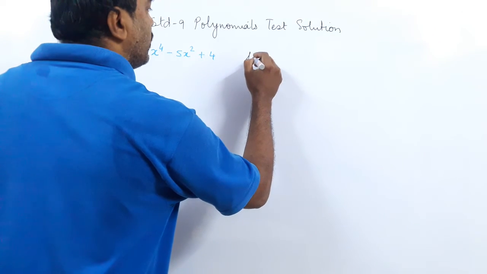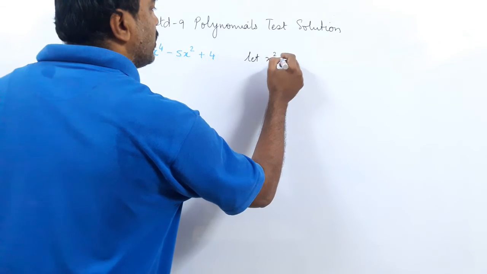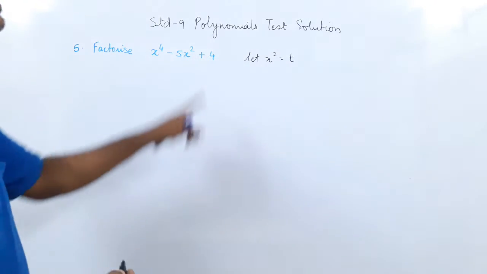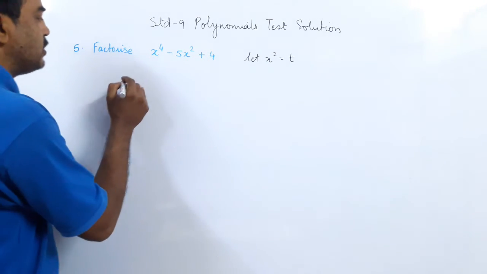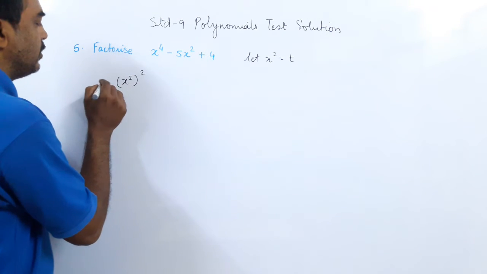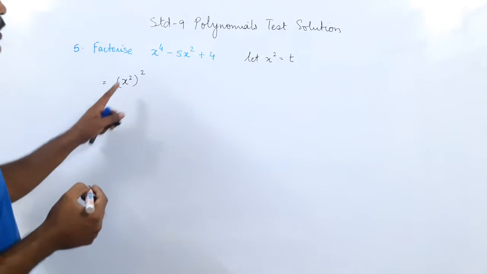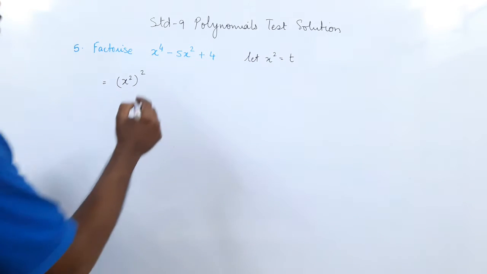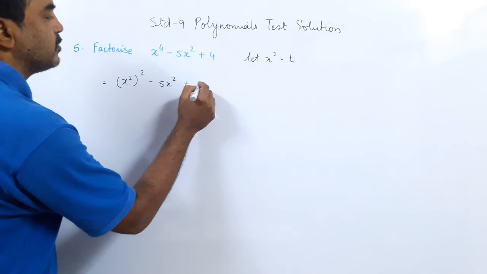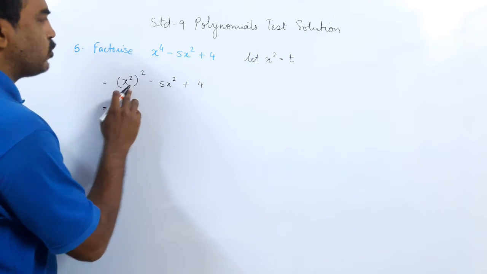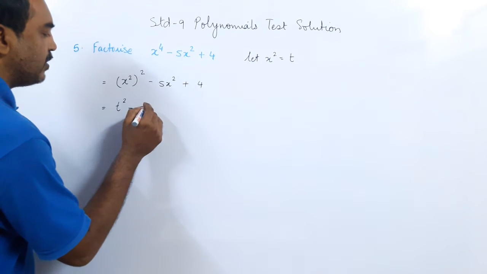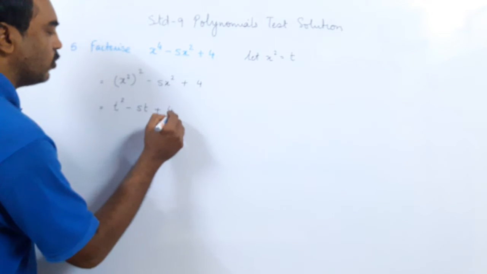We'll write let x square equal to t. So I'm taking the x square as t. You will see why I took that. So x raised to 4 can be written as x square the whole square. What is x square the whole square? 2 2s are 4. So x raised to 4. Minus 5x square plus 4. Now if I put x square equal to t, this sum becomes t square minus 5t plus 4.